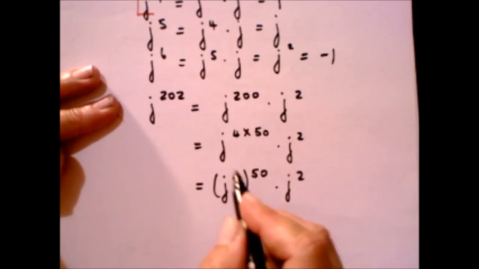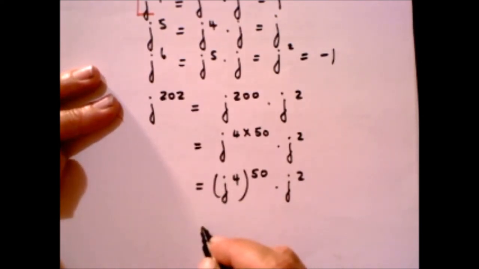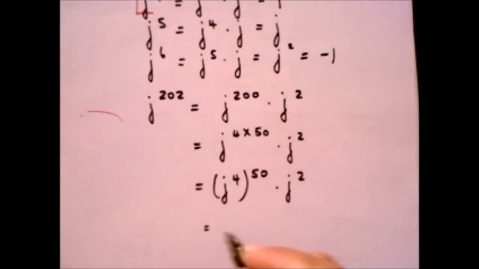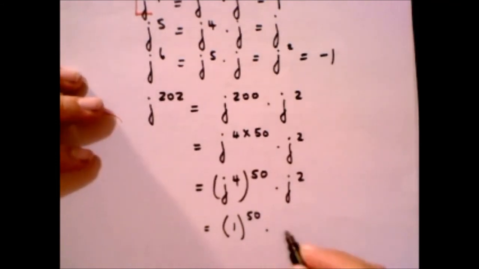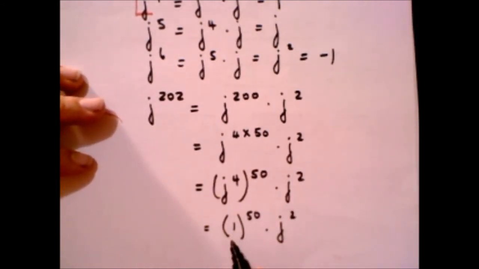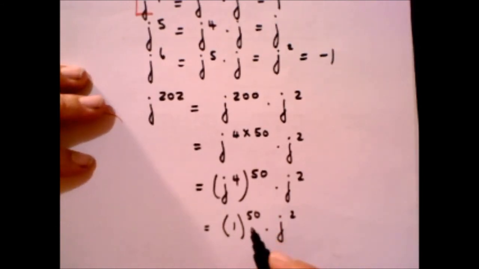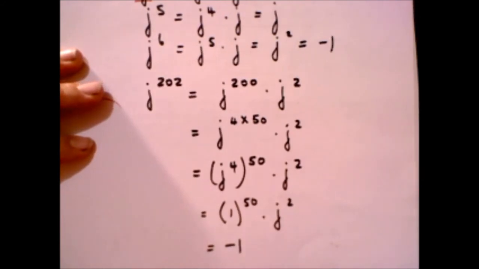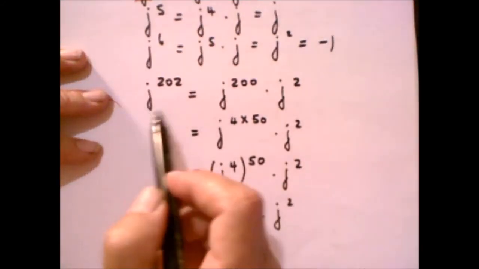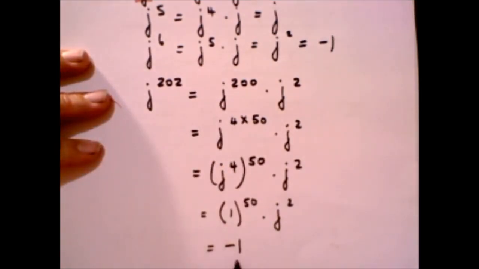We know that j to the power 4 is just 1, right? So 1 to the power 50 times j squared. 1 to the power any number is just going to be 1, and j squared is going to be minus 1. That means that j to the power 202 simplifies down to minus 1.